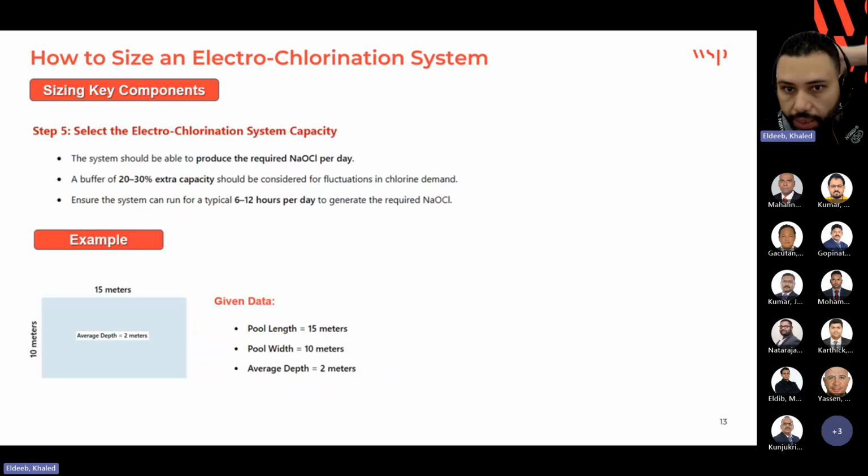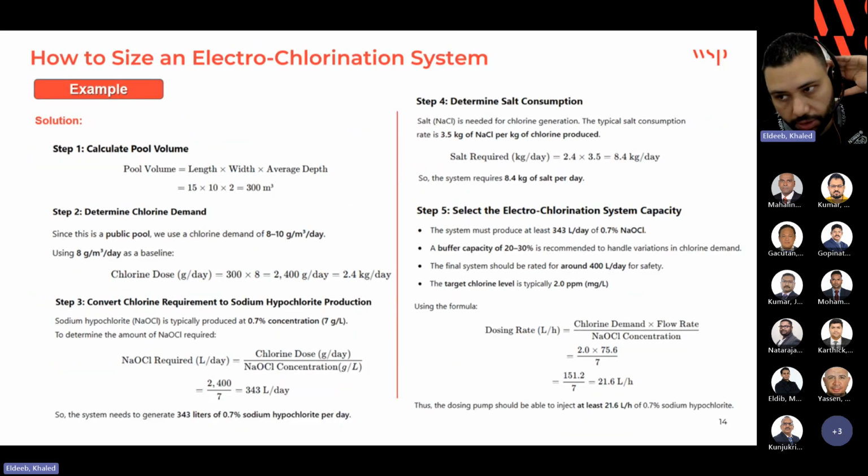Okay, once we have calculated everything, we should also consider some buffer as a factor of safety, around 20 or 30 percent, to ensure we are always safe. So let's practice here in our famous example that we always use, if you remember this pool from the previous sessions. Guys, do you have any questions? Are you with us?